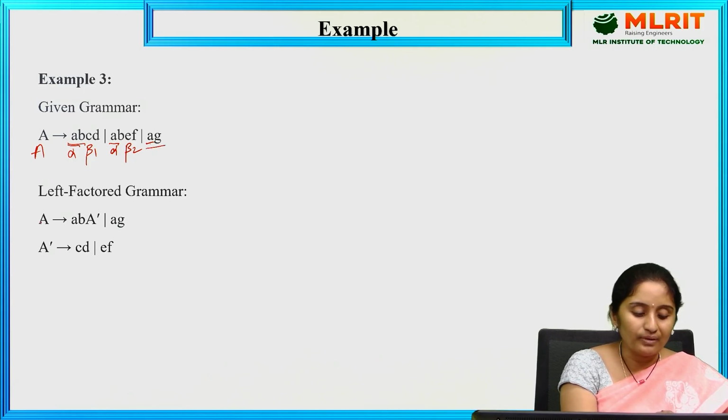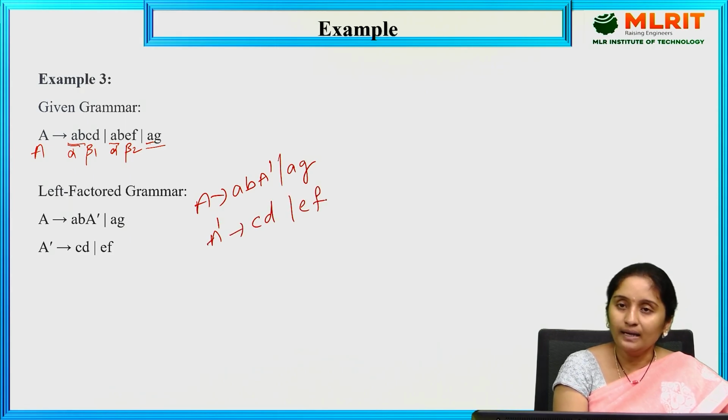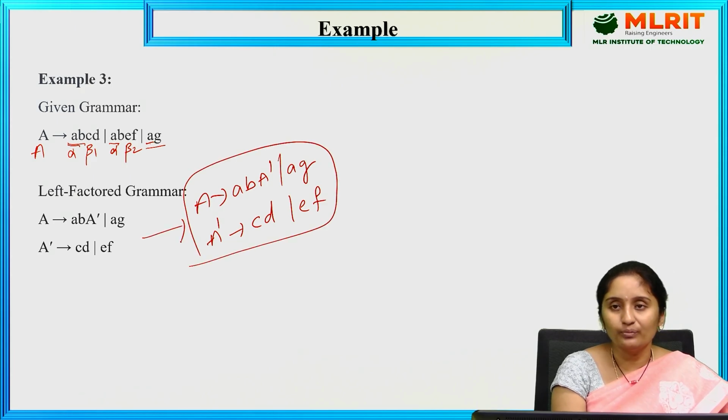So what are we going to get here? A produces alpha A dash, where alpha is AB, so AB A dash, and AG. And A dash produces CD and EF. This is the new grammar we get here.